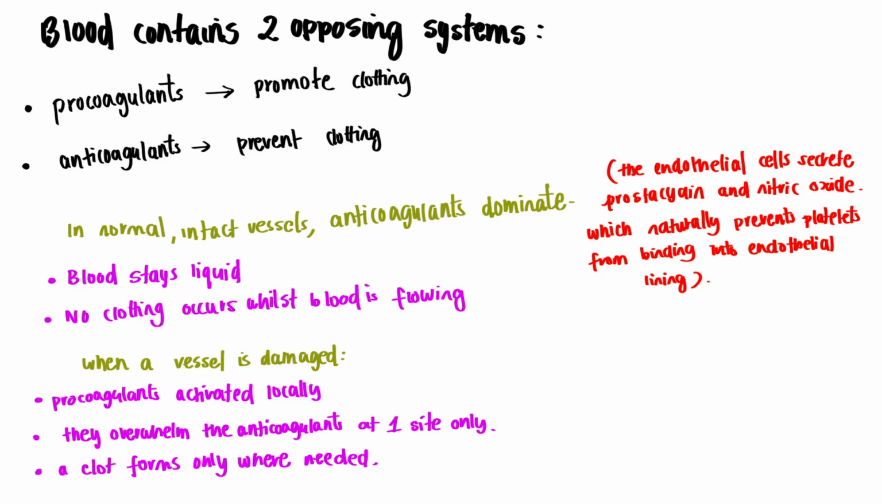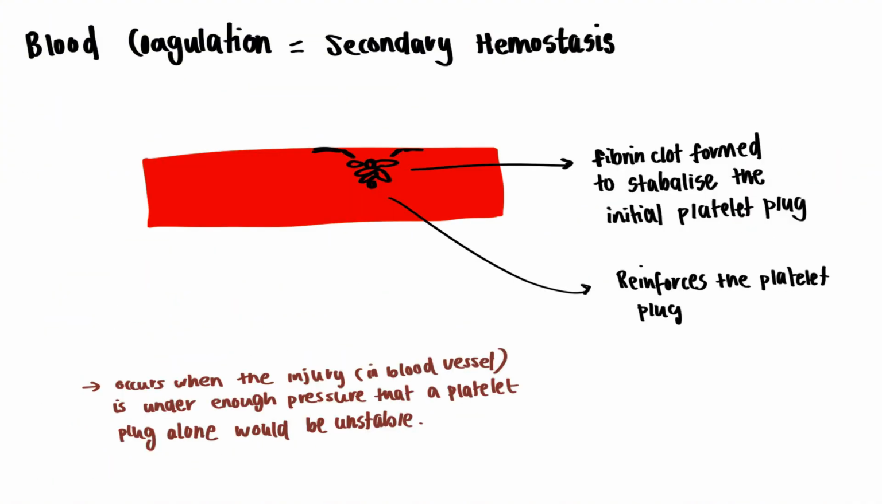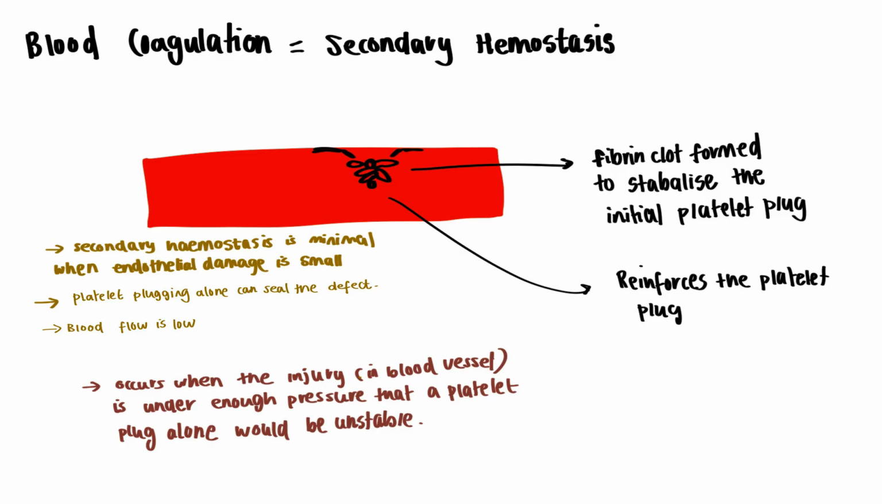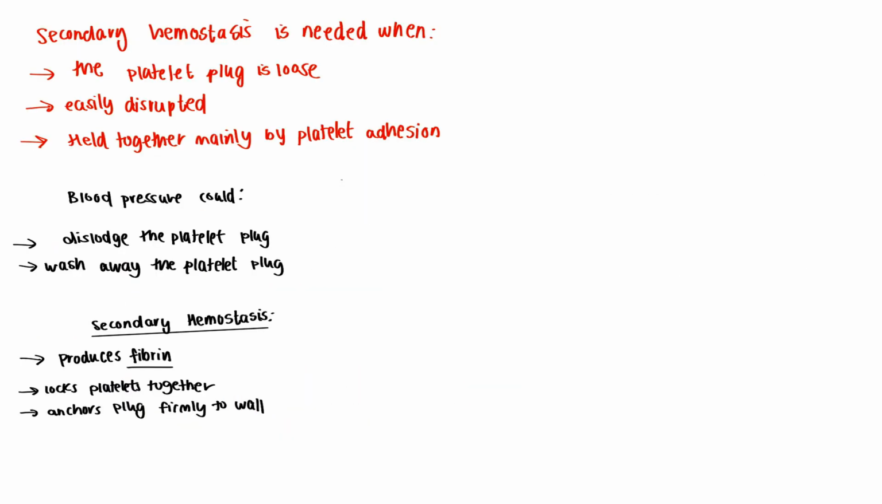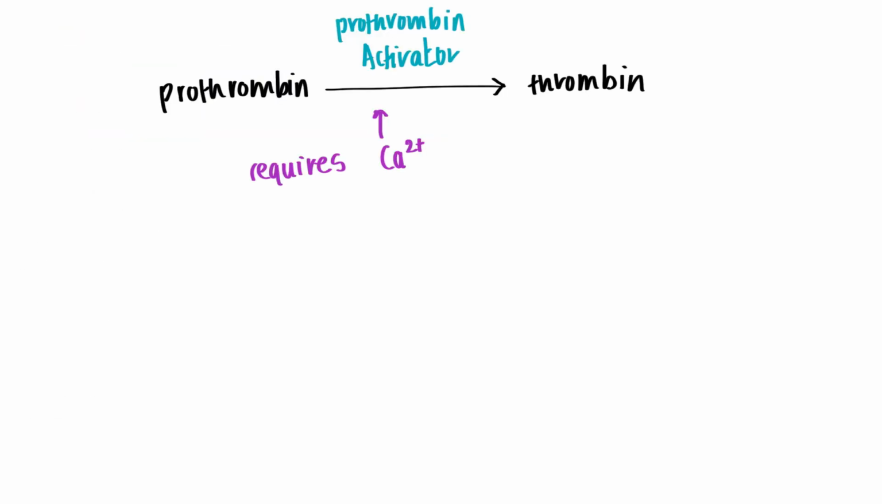Endothelial cells normally release prostacyclin and nitric oxide, which prevent platelet adhesion. When the endothelium is damaged, this protective effect is lost. Secondary hemostasis stabilizes the platelet plug by forming a fibrin clot. This is especially important when the platelet plug is loose or easily disrupted. The key step is formation of prothrombin activator, which acts like the on switch for clot formation. Prothrombin activator converts prothrombin into thrombin, and this step requires calcium.